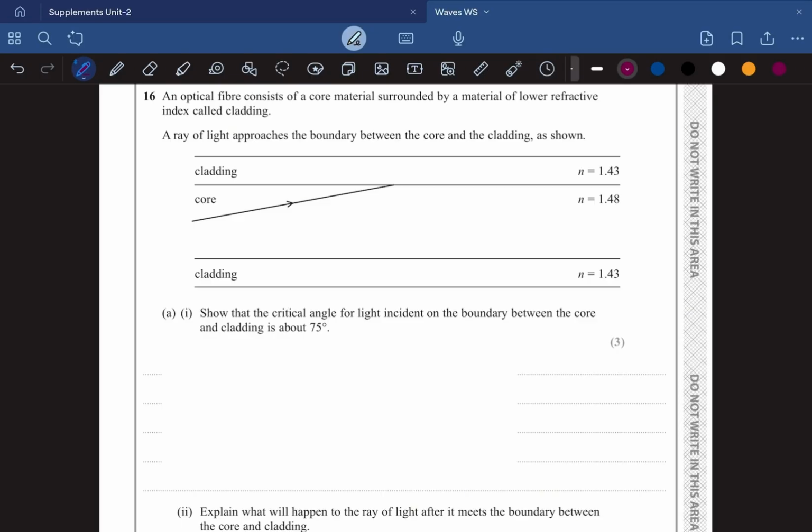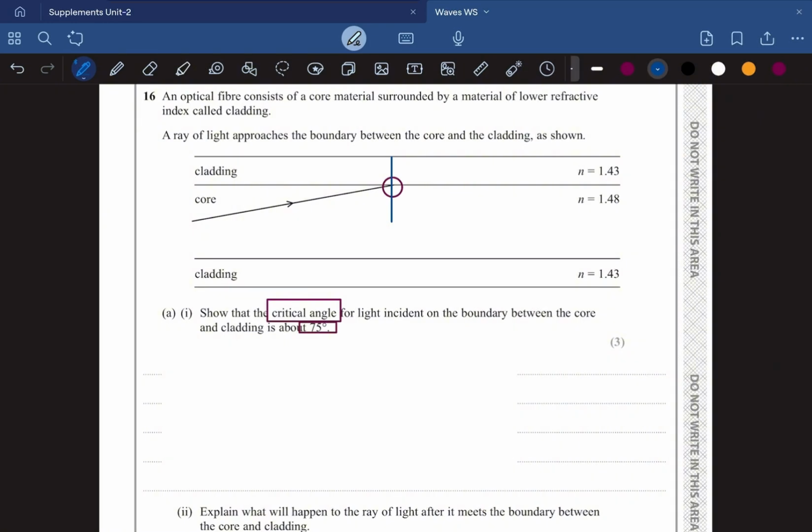A ray of light approaches the boundary between the core and the cladding as shown. So basically the ray is moving in this direction and hitting the boundary between the core and the cladding. It says show that the critical angle for light incident on the boundary between the core and cladding is 75 degrees. One thing you will have to be very sure about is that when we are figuring out the critical angle, the angle of refraction is along the boundary, perpendicular to the normal.